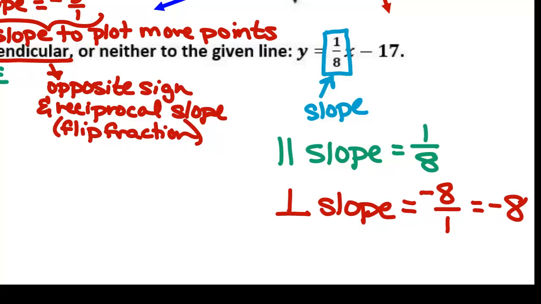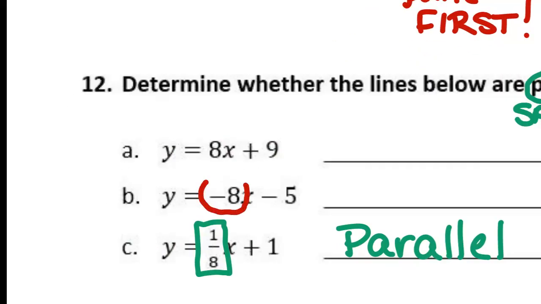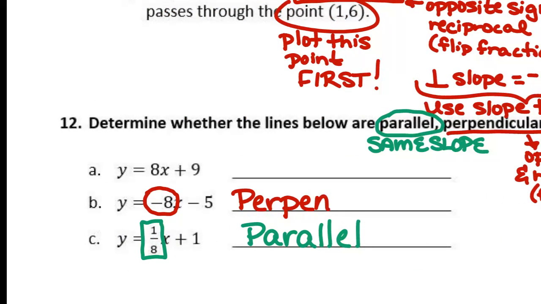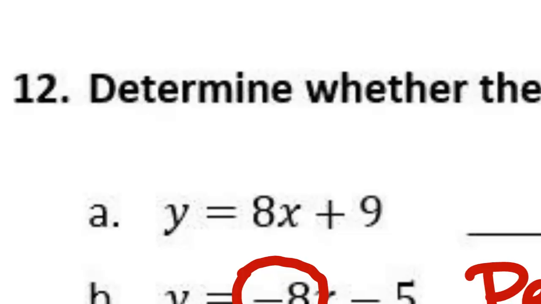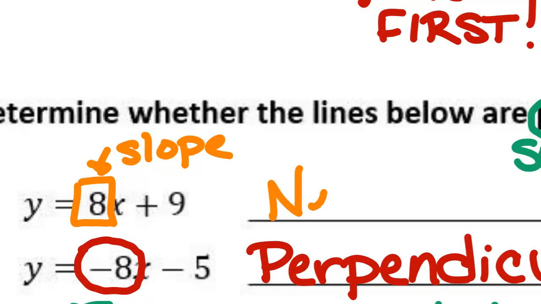Which one of these lines over here has the perpendicular slope? B. Here's my perpendicular slope. So this one is perpendicular. So what's the slope on part A? Yeah. Part A, the slope is 8. But that's not my parallel slope or my perpendicular slope. So this one would be neither.